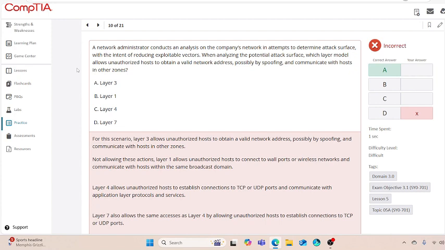Layer 3. For this scenario, Layer 3 allows unauthorized hosts to obtain a valid network address, possibly by spoofing, and communicate with hosts in other zones.